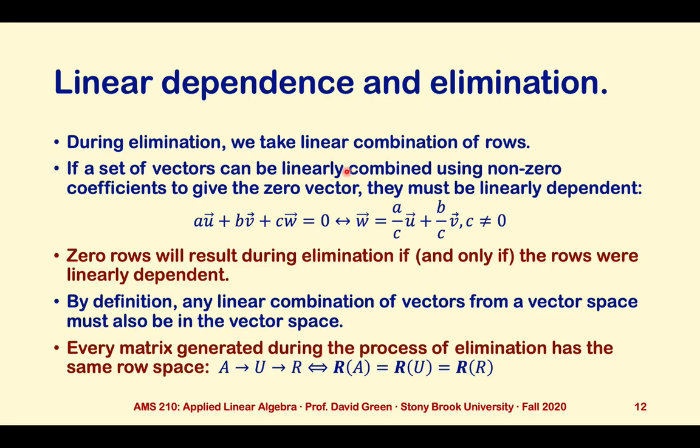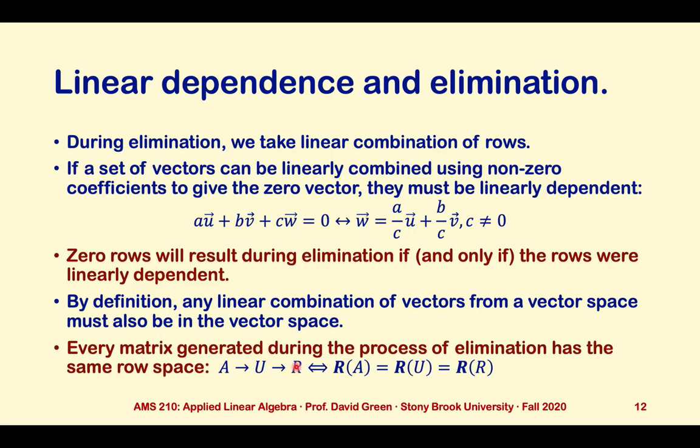What does this mean? This means that when we take linear combinations of rows, we can only get a zero row to appear if the rows were linearly dependent. Elimination is just taking linear combinations, and the only way linear combinations can generate a zero vector is if the set was linearly dependent to begin with. Okay.